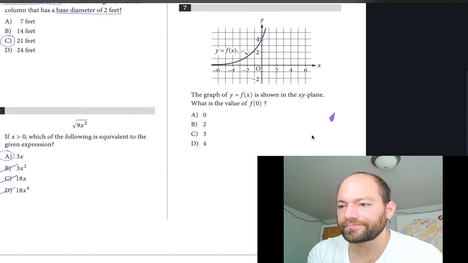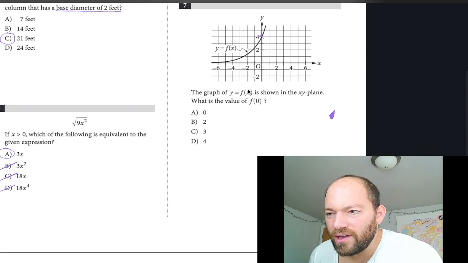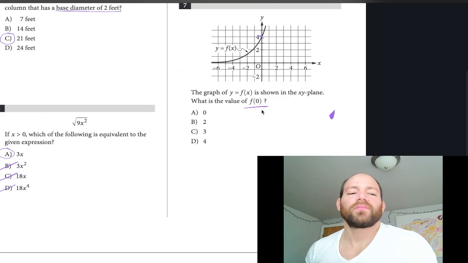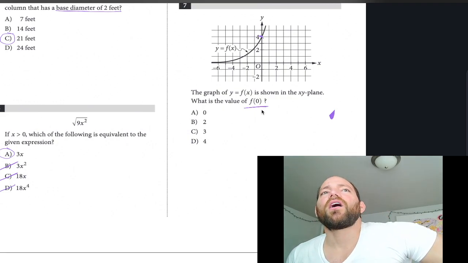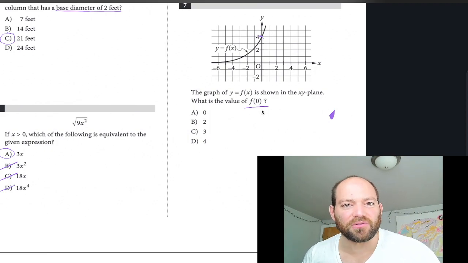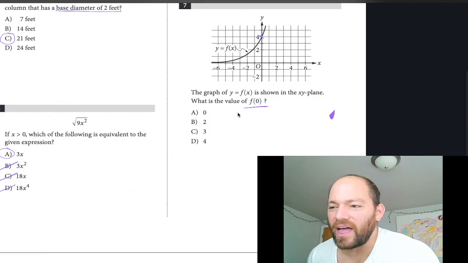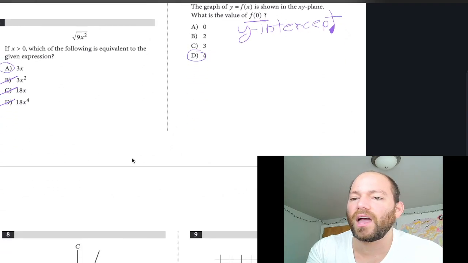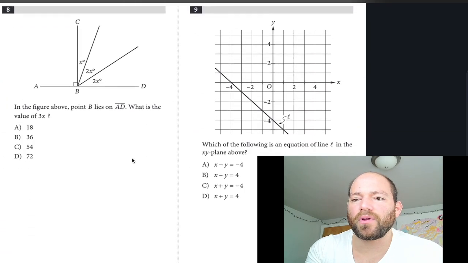Don't think you're not. Okay, the graph of y equals f of x is shown in the xy plane. What is the value of f of 0? F of 0. I did a video about this recently. All the different things that should make you automatically think of y-intercept. F of 0 means when x is 0. That means we're looking at the y-intercept. That means we go to the y-axis. We see where this curve hits the y-axis. I guess I already had it marked there. It's 4. Boom. We're done. I'm moving on.